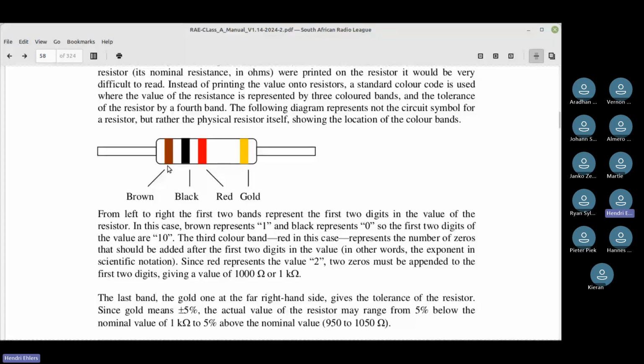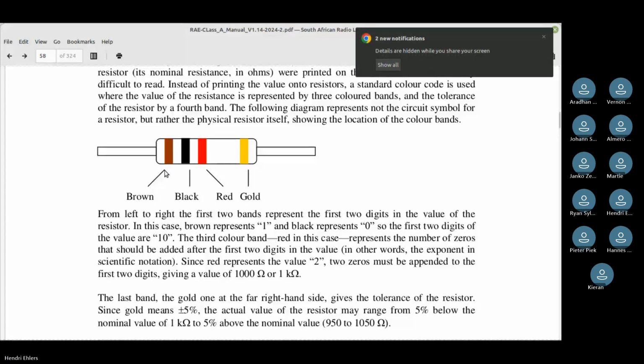Now, how you read this is, the first color you write down, the second color you write down, and the third color is your multiplier. I'm going to explain that now. And then your last color here, in this case, it's gold. Gold represents 5% tolerance.